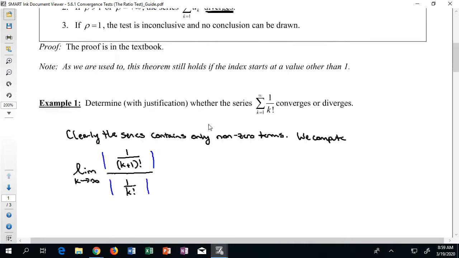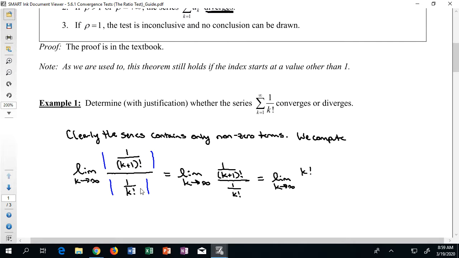Now, what's kind of surprising here is that when I set this up, the first thing I'd have to ask is, how do I simplify away the absolute value bars? Or can I simplify them away? But of course, here that's super easy, because does 1 over k plus 1 factorial or 1 over k factorial ever make something that's negative? Well, the answer to that is very clearly no. So those absolute value bars can just be completely removed without any consequence.